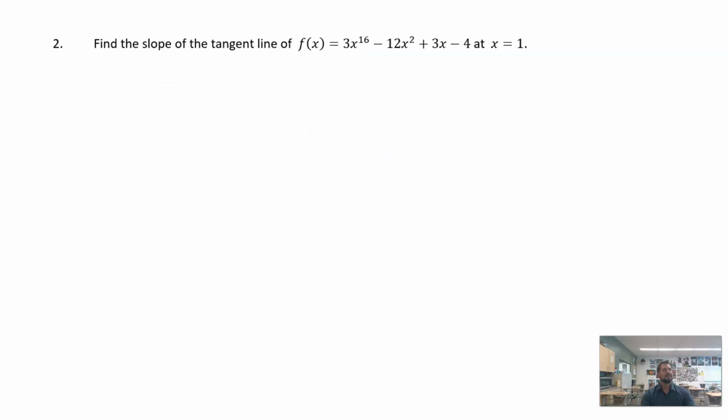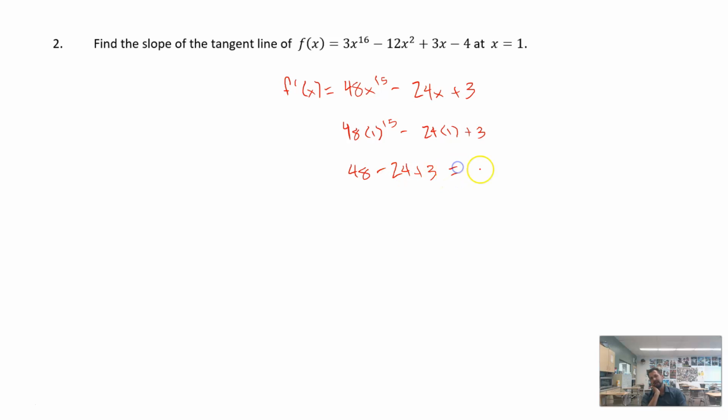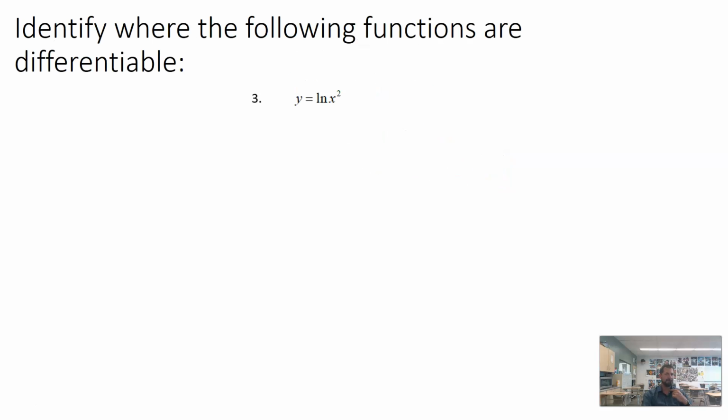Okay? So here's another one. Find the slope of the tangent line of this one. You'll notice, again, it wants it at x equals 1. Well, another name for the slope of the tangent line is the derivative. So I've got f prime of x equals, we just use our derivative formula, 48x to the 15th minus, using the power rule here, 24x, plus 3. And then I take 1 and plug it in: 48 times 1 to the 15th minus 24 times 1 plus 3. That's 48 minus 24 plus 3. If you put that into your calculator, you get 27. So 27 is the slope of the tangent line of this particular function at x equals 1.